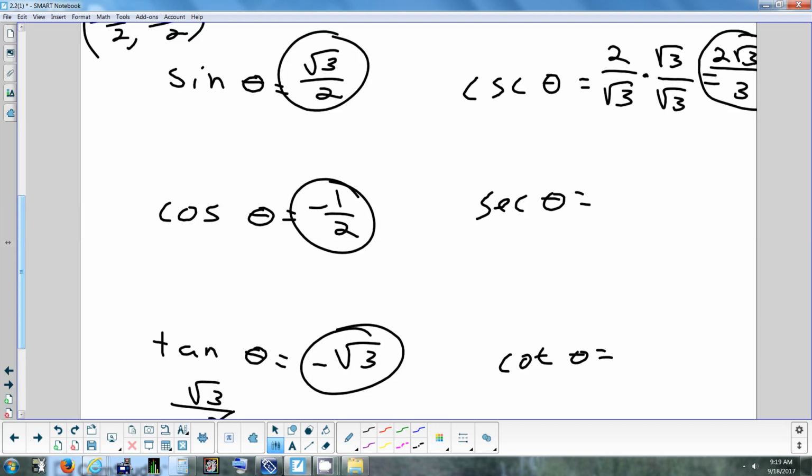Katie, how about if I flip the cosine? What do I get for secant? Yeah, negative 2 over 1. You can even just leave it as negative 2. That's fine. So sometimes you flip it and you don't have to worry about the root.